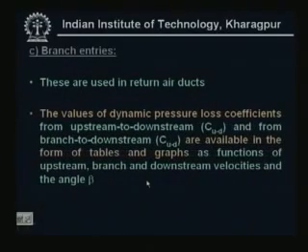And as I said, these are commonly used in return air ducts, and the values of dynamic pressure loss coefficients from upstream to downstream, that is C subscript U to D, and from branch to downstream, that is C subscript U to D, are available in the form of tables and graphs, and these are functions of upstream, branch and downstream velocities and the angle beta. Okay, so if you look at air conditioning data books, you can get this data.